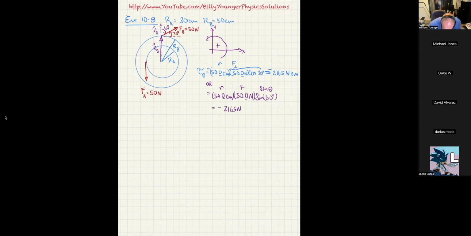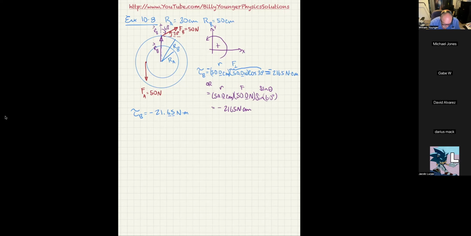2165 Newton centimeters. So what we're going to do is say torque B is negative 21.65 Newton meters. Notice I went ahead and dealt with the centimeters by dividing by 100 to convert the centimeters to meters, and that made it go from 2,165 to 21.65 with only the two sig figs that we had.